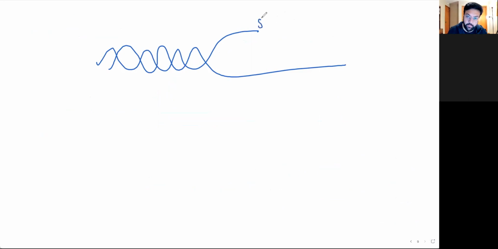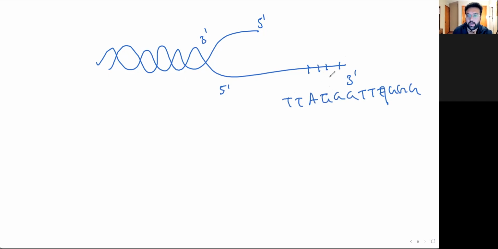So let's say this is your 5 dash end, which is shortened, and this is 3 dash. So again 5 dash and 3 dash. You are going to have some common sequence here in the 3 dash end. Let's say we are bringing one telomerase which has sequence T T T G T T A G G G. Okay, T T A G G G. So this is going to stick to this end if it has C C C, right? This is going to stick, correct?